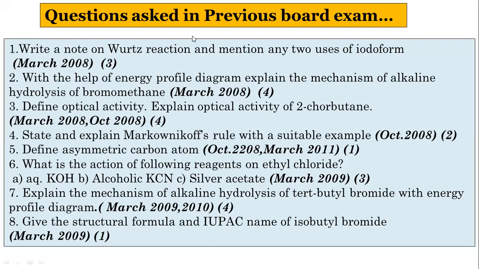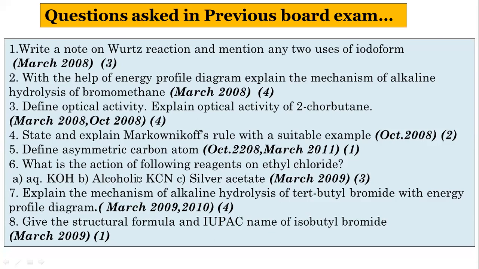Very good, ethanol and KCl. Very good, Kunal. We have to write the byproduct also, remember. The answer is, this chlorine will be removed and substituted by the OH. So ethyl alcohol is formed, and the chlorine combines with hydrogen, so ethyl alcohol plus HCl.